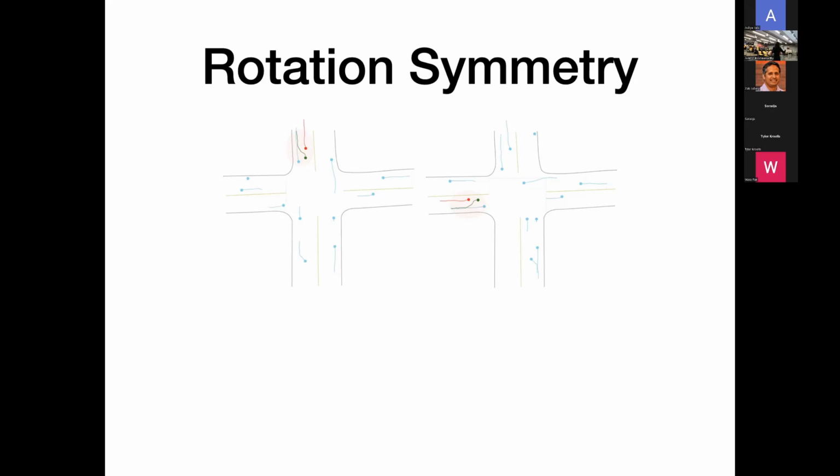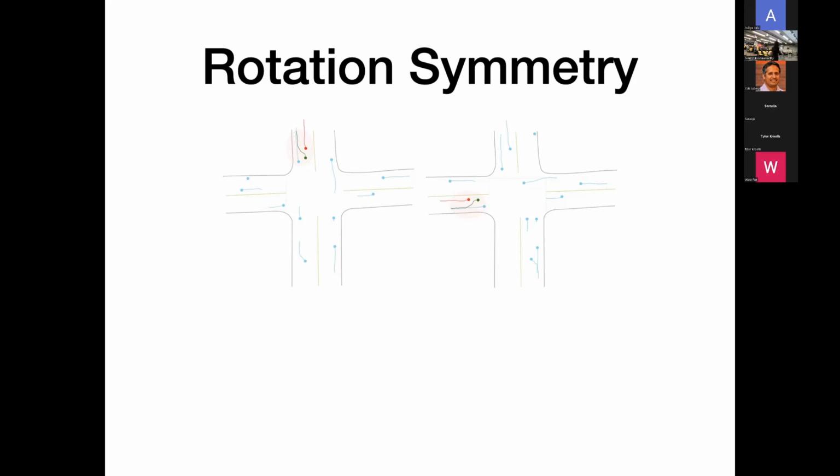And we think that if we rotate this intersection by 90 degrees in this case, then this agent actually should make consistent predictions. So if this agent is making a left turn, then it should still make a left turn if I rotate the thing by 45 degrees, because human psychology knows how to do it. If we move to Australia tomorrow, we still know how to drive, right?